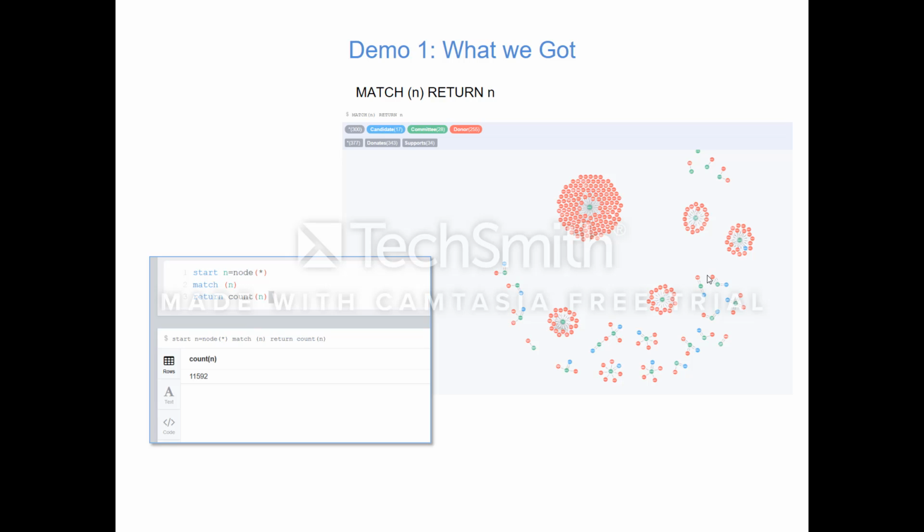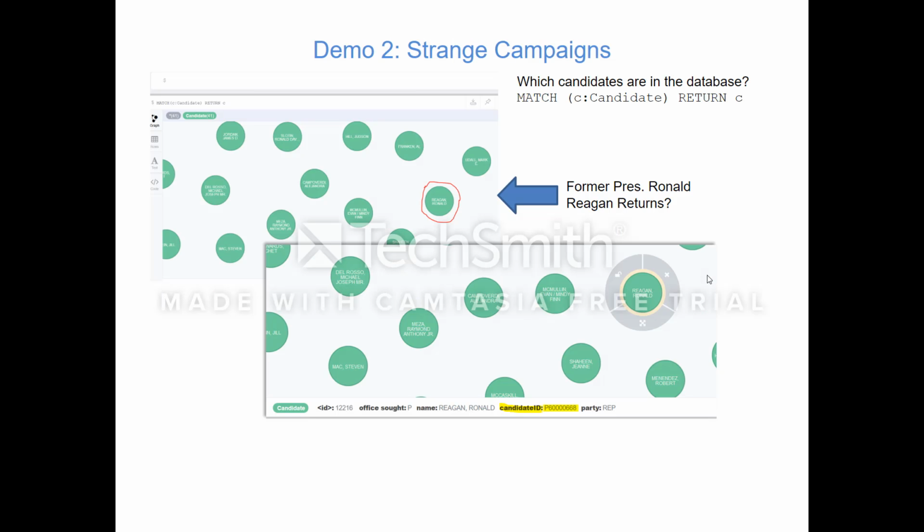As you can see from the one here, it is interesting. Why are they grouped in these different patterns? But we can drill down into it. So the first one that I decided to do was just to see what candidates were in the database, since it was a sample of all possible candidates. And one surprise did arise, and that was that former US President Ronald Reagan was in there, which of course stimulated my curiosity, and I decided to look into that.